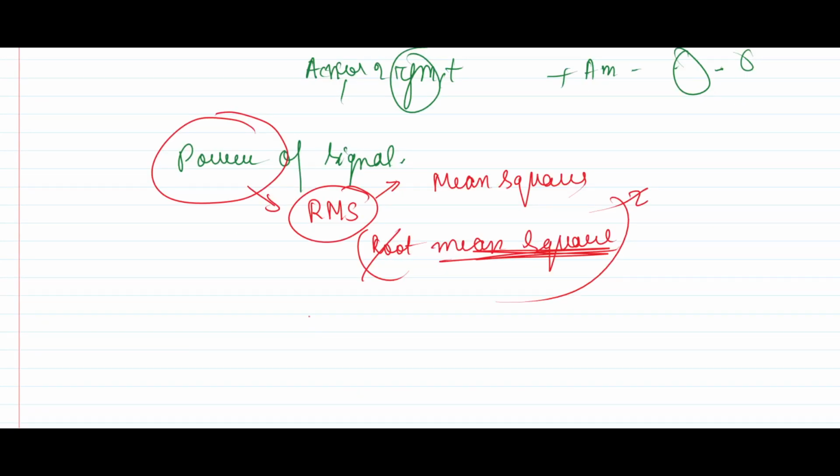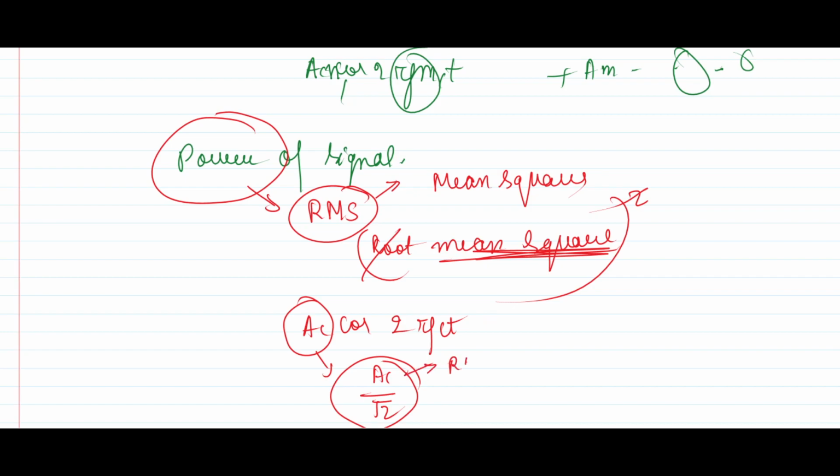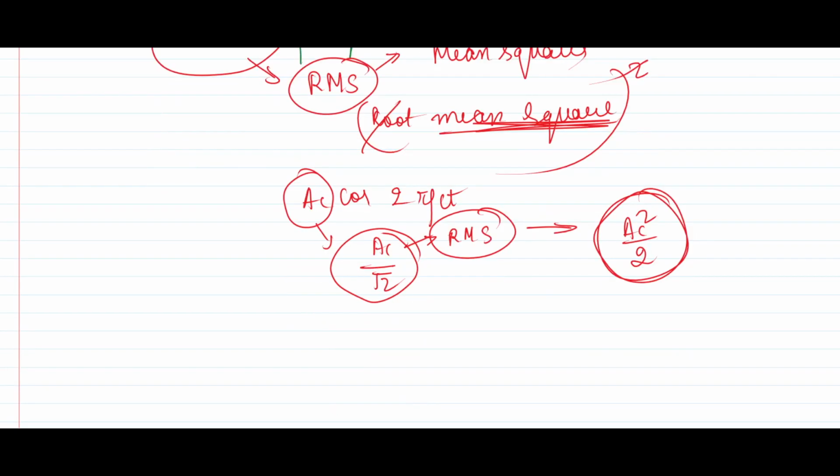So if you have a particular signal Ac cos 2 pi fc t, how will you find the power of this particular signal? It's very easy. Ac by root 2 is its RMS value. Square this: Ac square by 2. This is the power of this particular signal. Very easy.